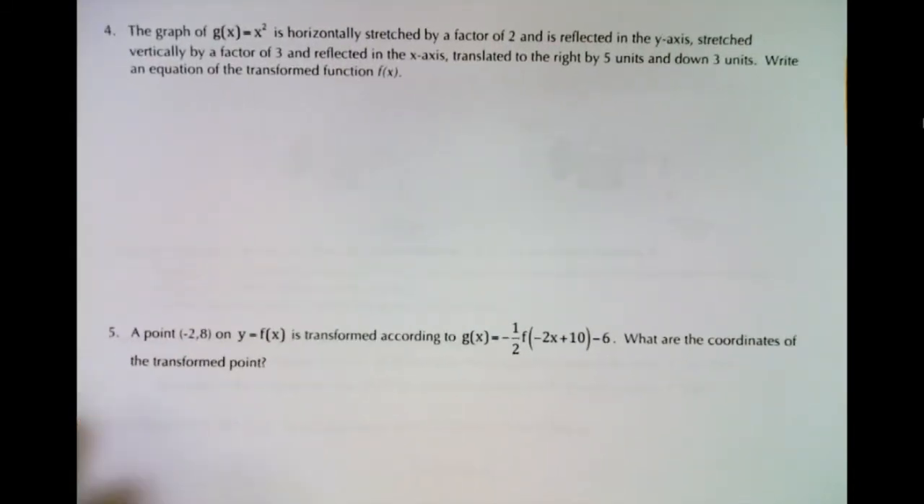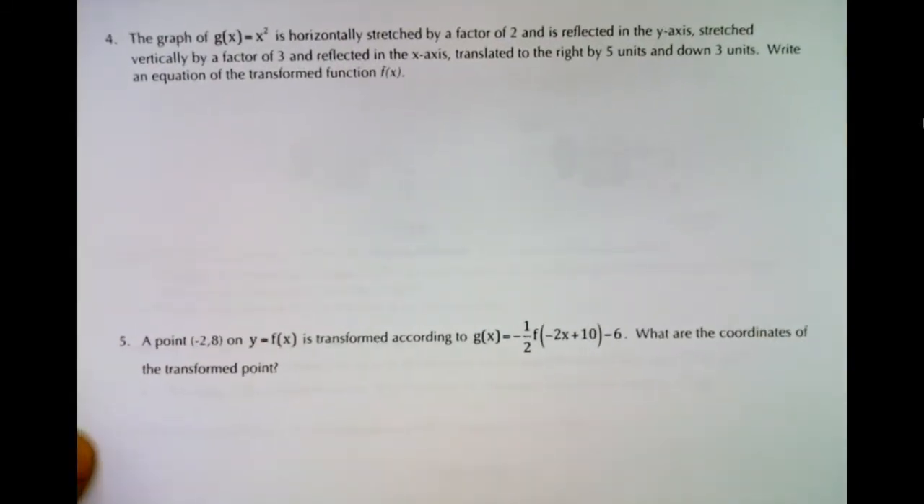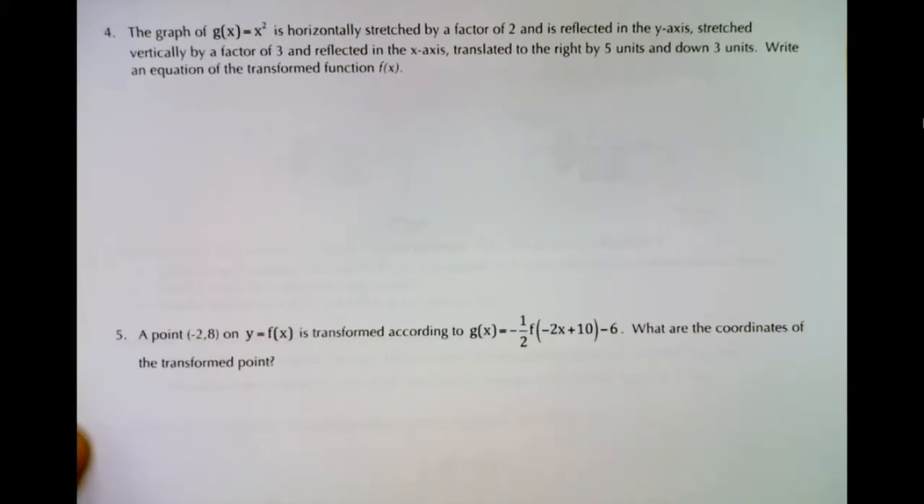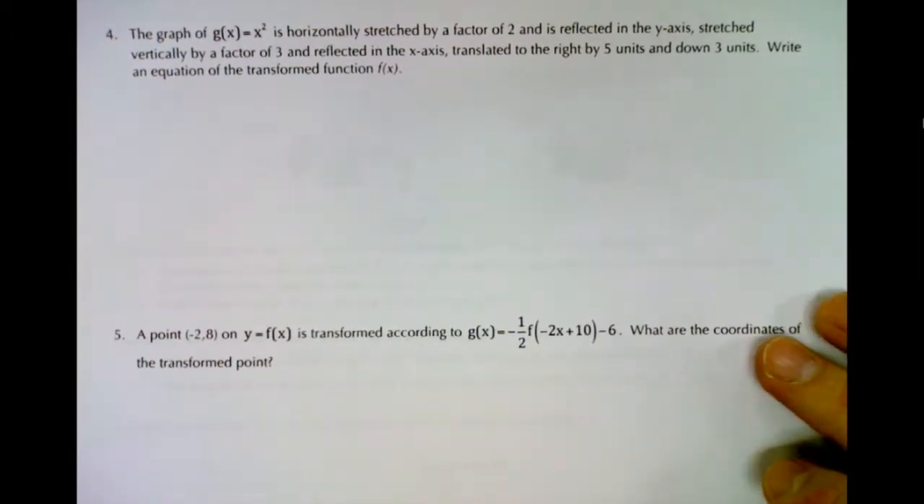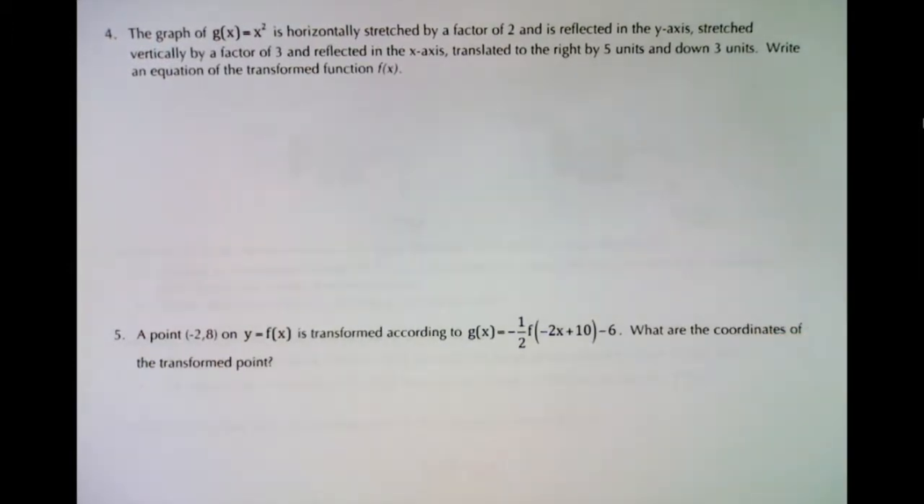Two more examples. The graph g of x equals x squared is horizontally stretched by a factor of 2, reflected in the y-axis, stretched vertically by a factor of 3, reflected in the x-axis, translated to the right 5 units, and down 3 units. Write the equation of the transformed function.